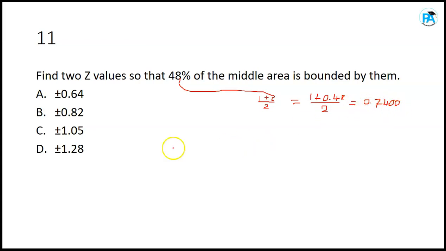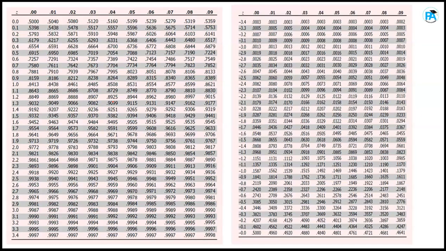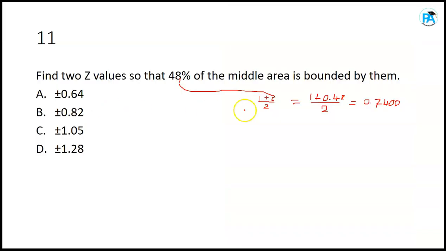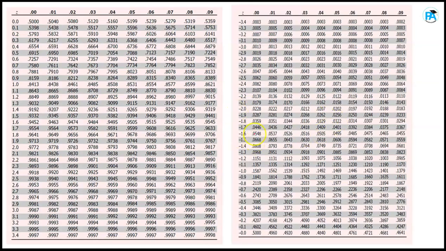They want you to use it to find a Z score, so you go to the Z table. Since it's a probability, you look for it in the middle of the table to find a Z score. If you have a Z score and you want to find a probability, you check the side. But if you want to find the Z score, you check the middle and correspond it to a Z score. So we have a probability of 0.7400, and we want to use it to find a Z score.